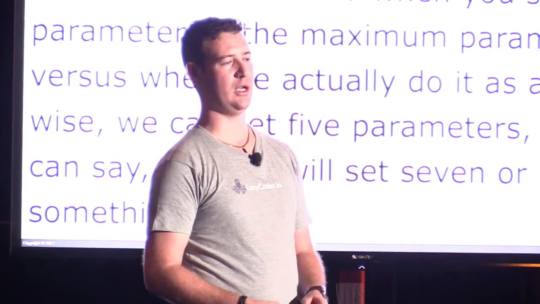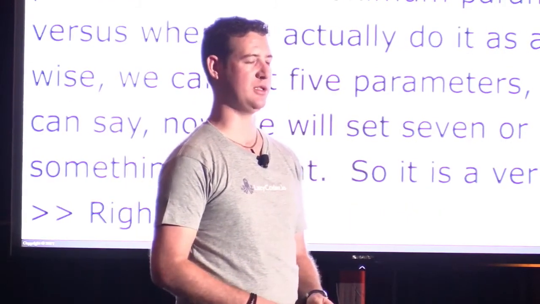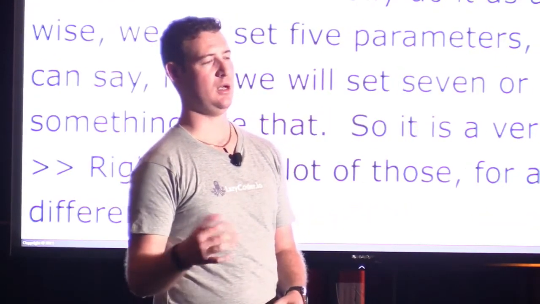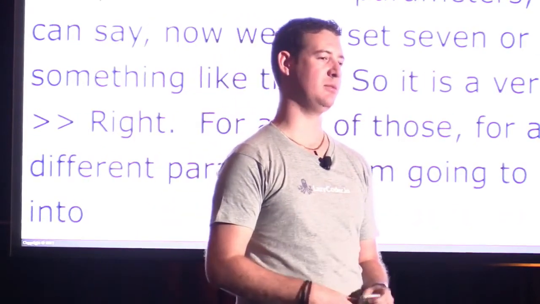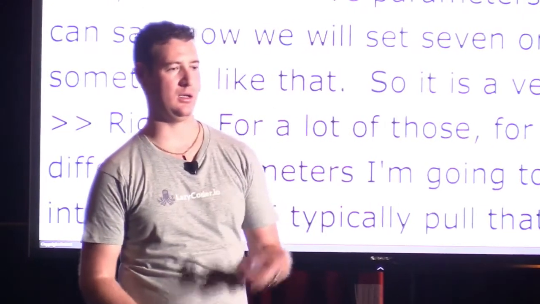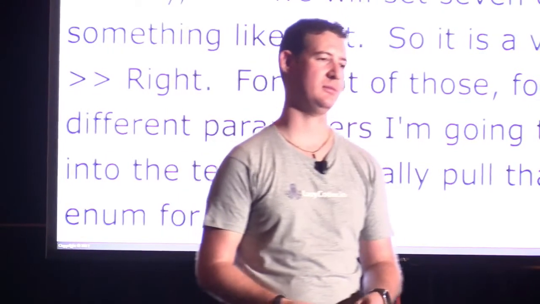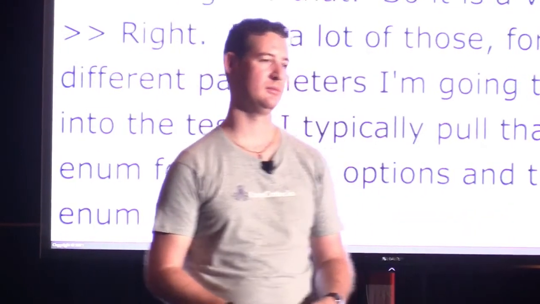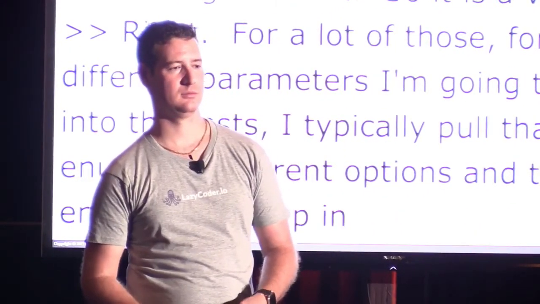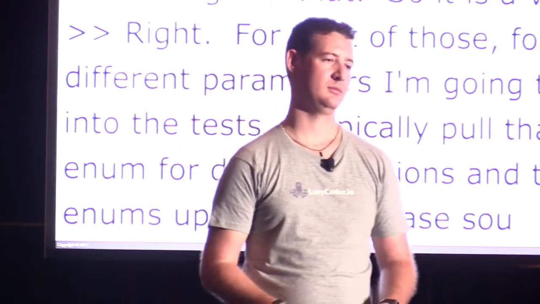And for a lot of the different parameters that I'm going to be drilling into the tests, I typically just pull those out as an enum for different options, and then put the enums up in the test case source. The Fluent interface is one of the best things. I think all testing engineers should start using it this way.